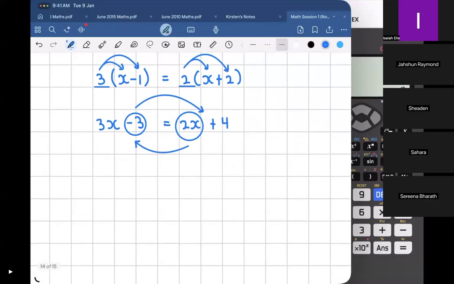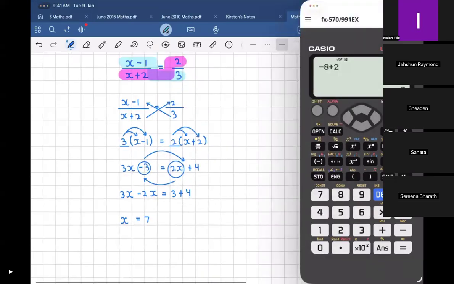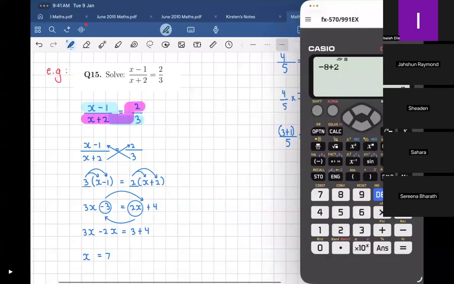So she'll tell me what I'll end up with. And Isaiah, you'll tell me if what she comes up with is correct, right? Isaiah, I trust in you. 3x minus 2x equals 3 plus 4. Right. Isaiah, is she good? Yep. What is 3x minus 2x? X. All right, what is 3 plus 4? 7.